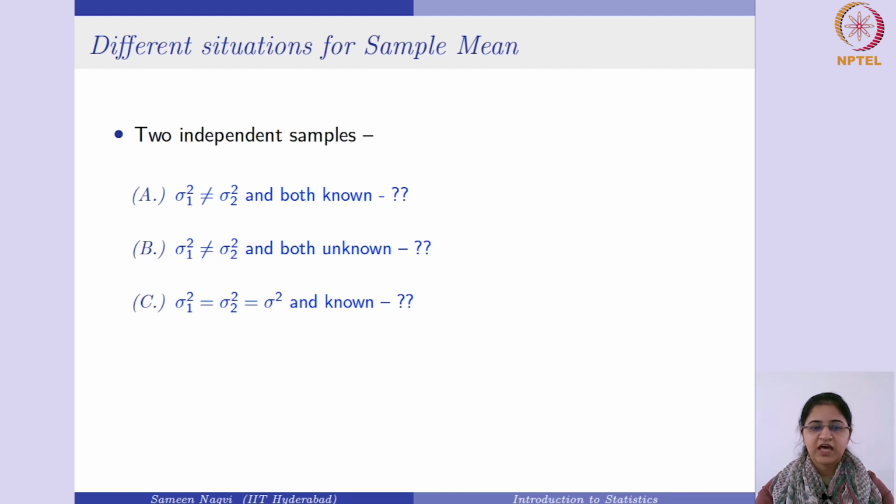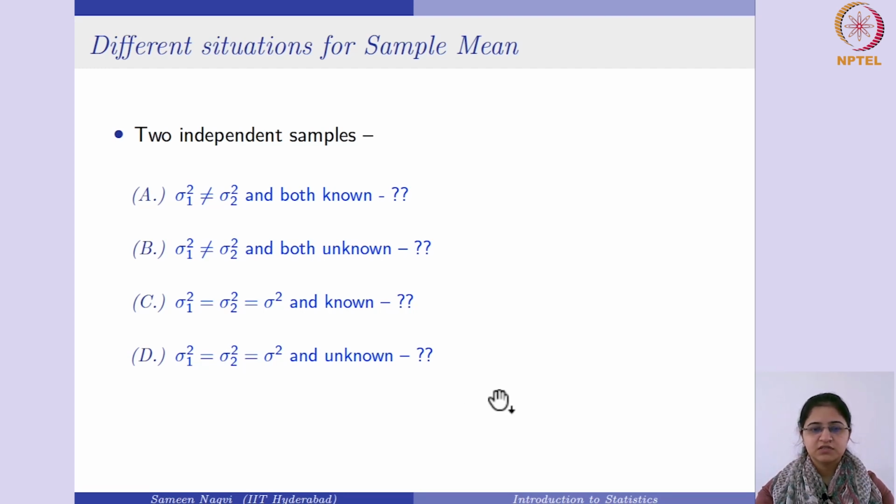Likewise, they can be equal, that is, the two population variances are the same, sigma square, and they are known to you. And lastly, you can have them the same but unknown. So we all know that the unknown situation is a more practical scenario. Like B and D are the more practical situations which we encounter.